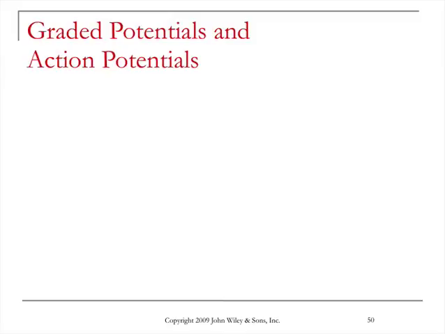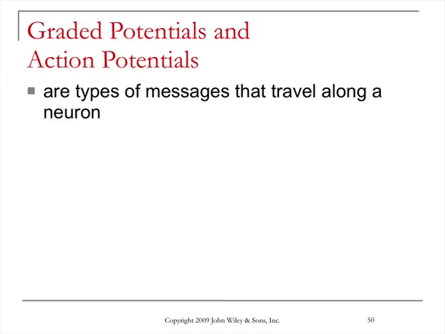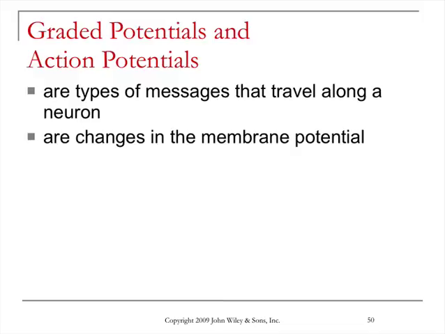In the next two sections, we're going to discuss things called graded potentials and action potentials. These are simply messages that travel along a neuron, and we'll see the difference between these two a little bit later on. You might remember that a resting membrane potential is the state of the electrical charge on the two sides of a plasma membrane when the cell is at rest.